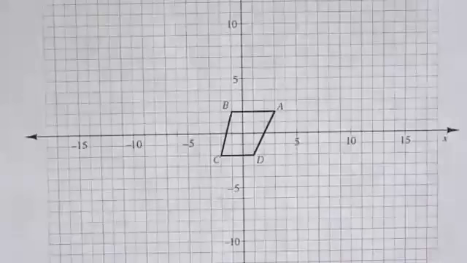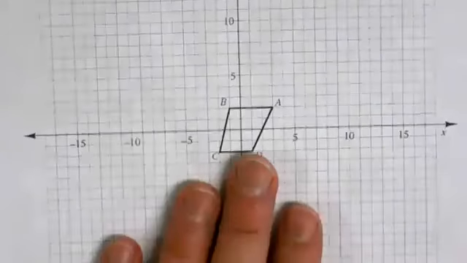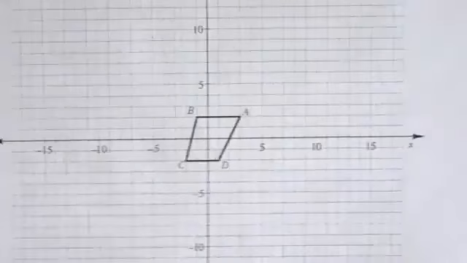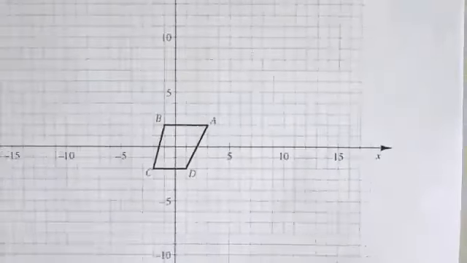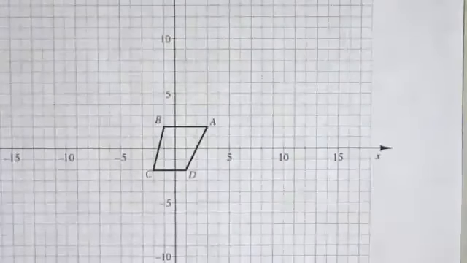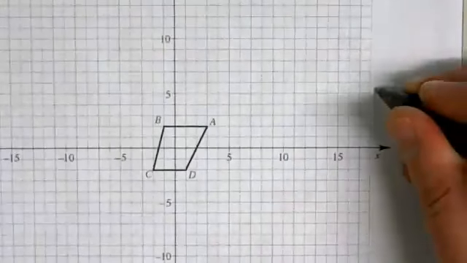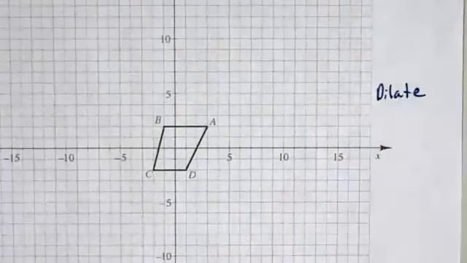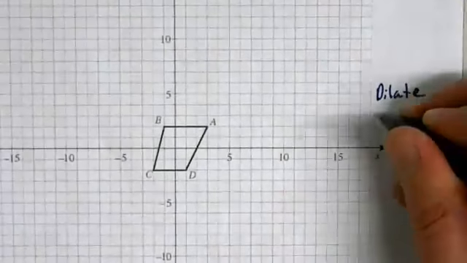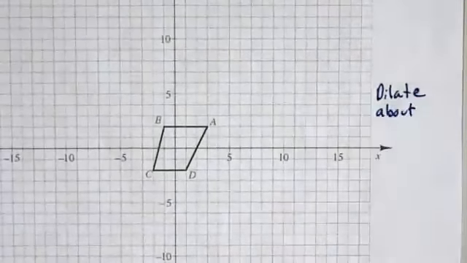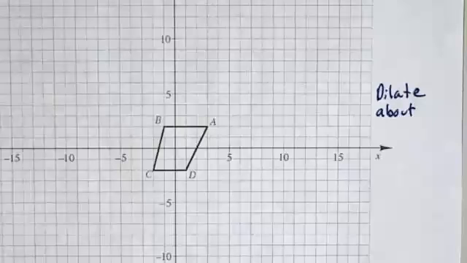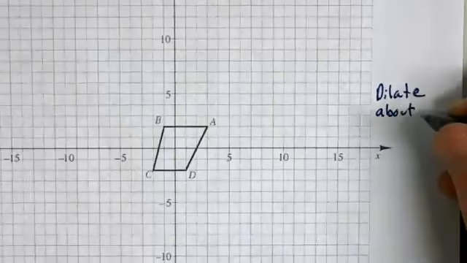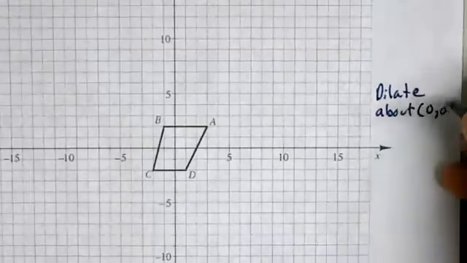Okay, so here's our shape, and we have to give a couple pieces of information to talk about what we're doing. So I'm going to write the instructions off to the side here. Let's dilate. We're going to dilate that figure about, we have to give a point of dilation. Remember when we did rotations, we had to rotate about a point? With dilations, we also have to dilate about a point. And I'm going to say for this first one, let's dilate about the origin, the point 0, 0.